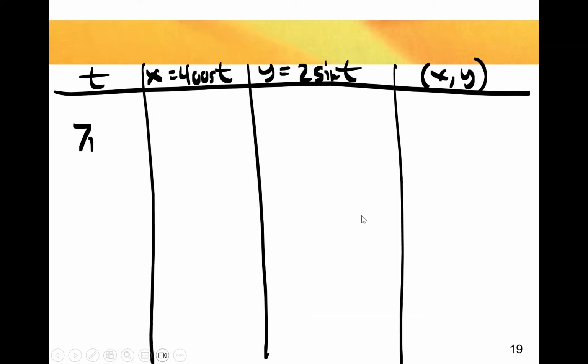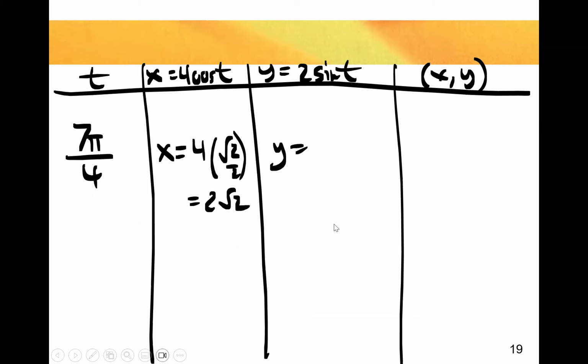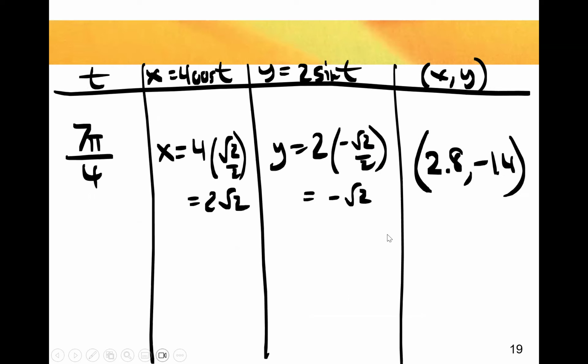Go ahead. Okay. So cosine of 7 pi over 4 is a positive root 2 over 2. Still have to multiply by 4. So then a 2.8 and a negative 1.4. Perfect. All right, and Garrett, what'd you get for 2 pi? 0.